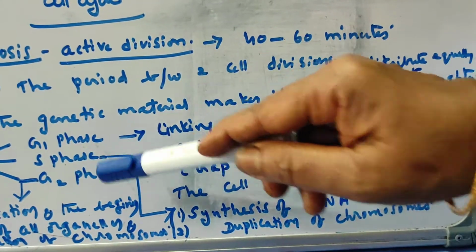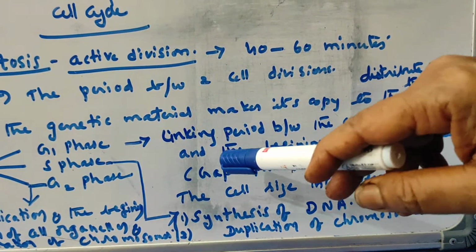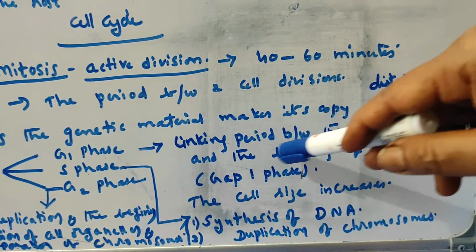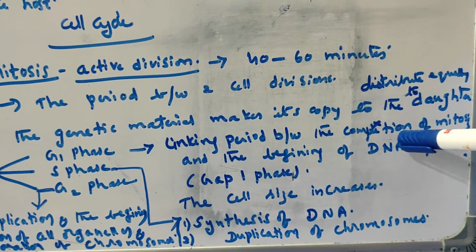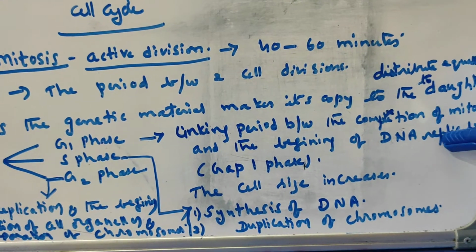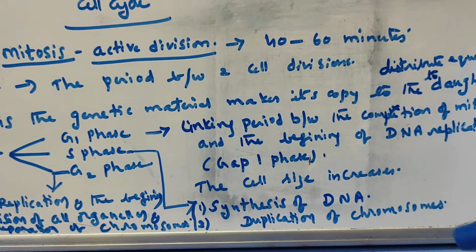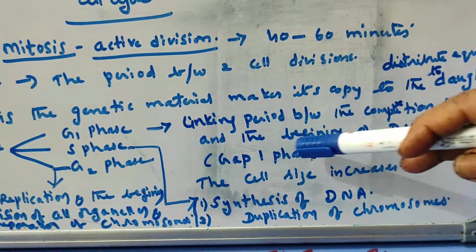Next one is S phase. What is this? Actually, see here. One more clear explanation I gave here: the beginning of the DNA replication. DNA duplication will be done. So this is gap 1 phase. Okay, that's why we call it G1 phase. Then next, here the cell also increases in size.